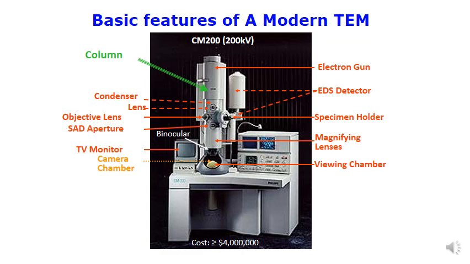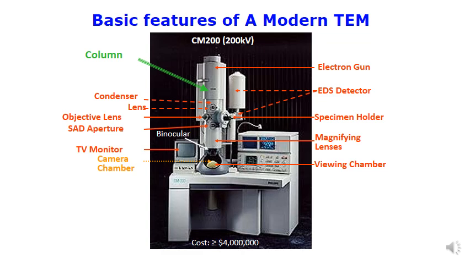This is the instrument of TEM. You can see that it is more or less like SEM. So what is in the TEM? In TEM we have a column. In the column we have the electron gun, and we also have the EDS detector. EDS is equal to EDX, so you don't have to get confused. EDS and EDX are the same thing.